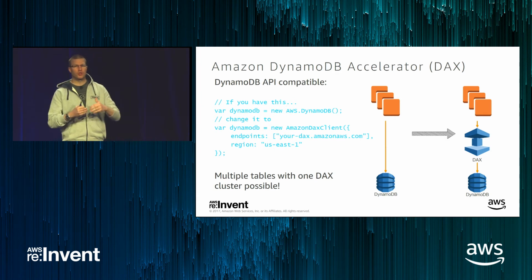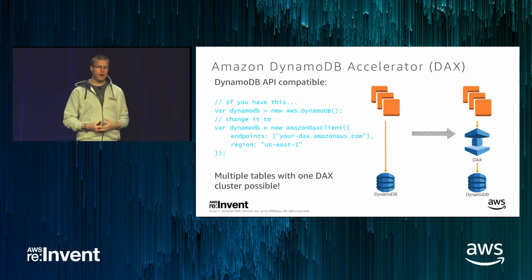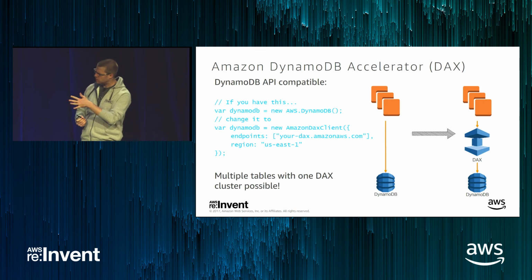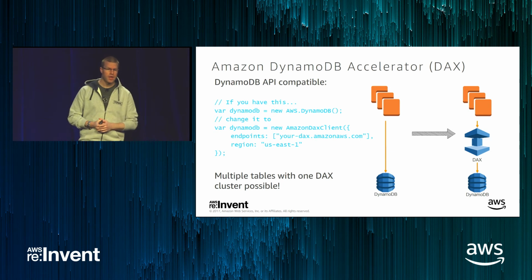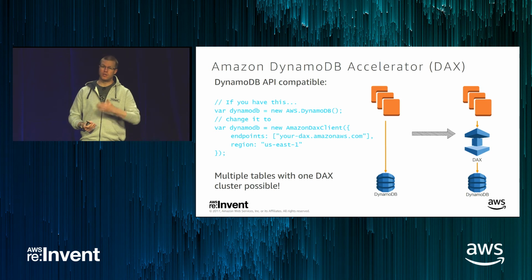But we don't want to care at all about caching. And this is where a new service from Amazon comes in. I think it was launched 6 months ago, something like that, which is called Amazon DynamoDB Accelerator, short DAX. And the idea behind this is that we as a customer don't need to take care of the caching at all. We just talk to DAX all the time.